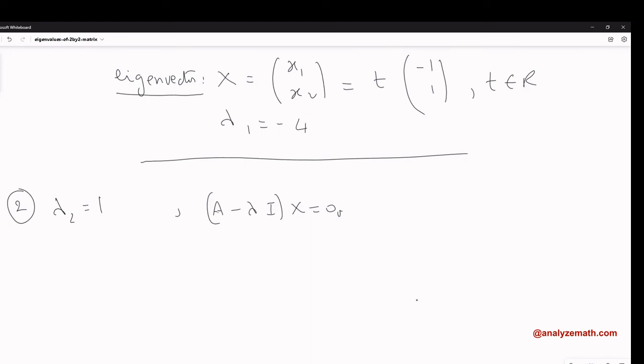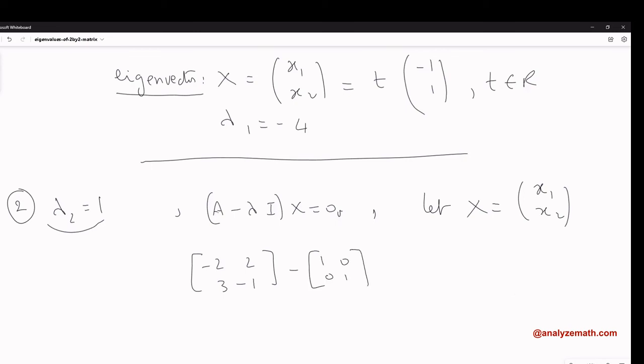Now let's go and do the same thing for lambda 2, which is equal to 1, and solve the equation (A minus lambda I) x equal to 0. So again, let the vector x be equal to x1 and x2. Now A is equal to negative 2, 2, 3, negative 1. Lambda is equal to 1 multiplied by I. That gives you I. All this multiplied by x1, x2 must be equal to 0.